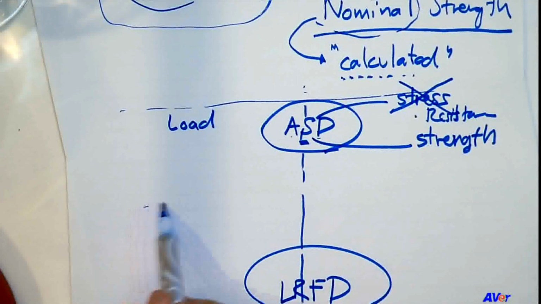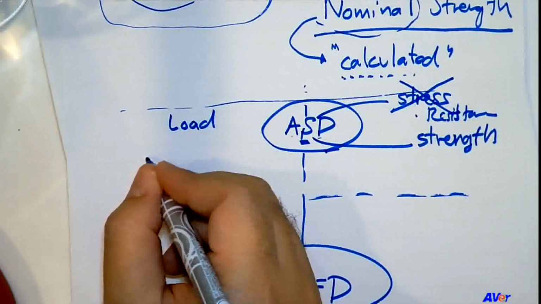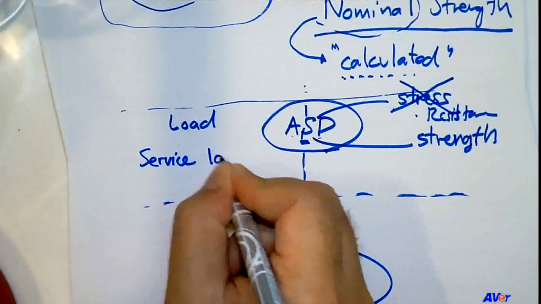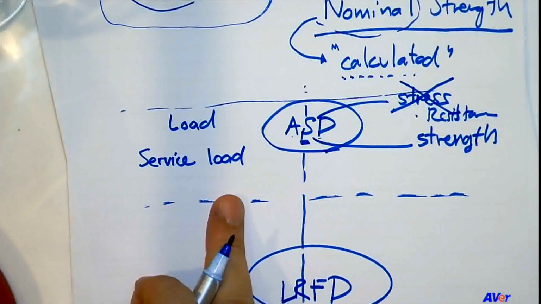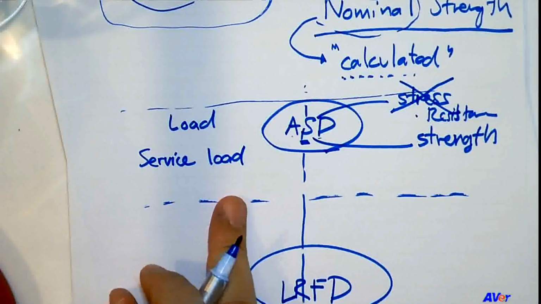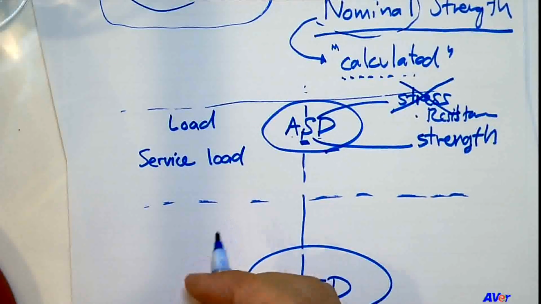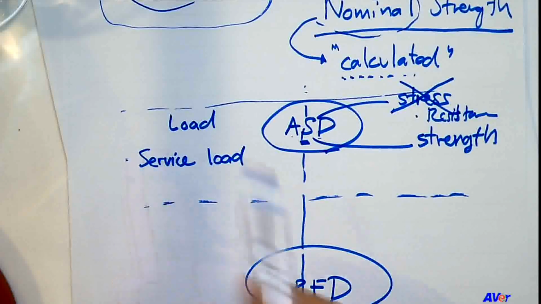Now for ASD, on the load side, you should be familiar with what we call the service load. And for the service load, please keep in mind that you need to use load combination. You need to combine dead load and live load and water and whatever to find the worst case scenario that could happen to your structure, and then you design for it. So that is the service load for ASD.